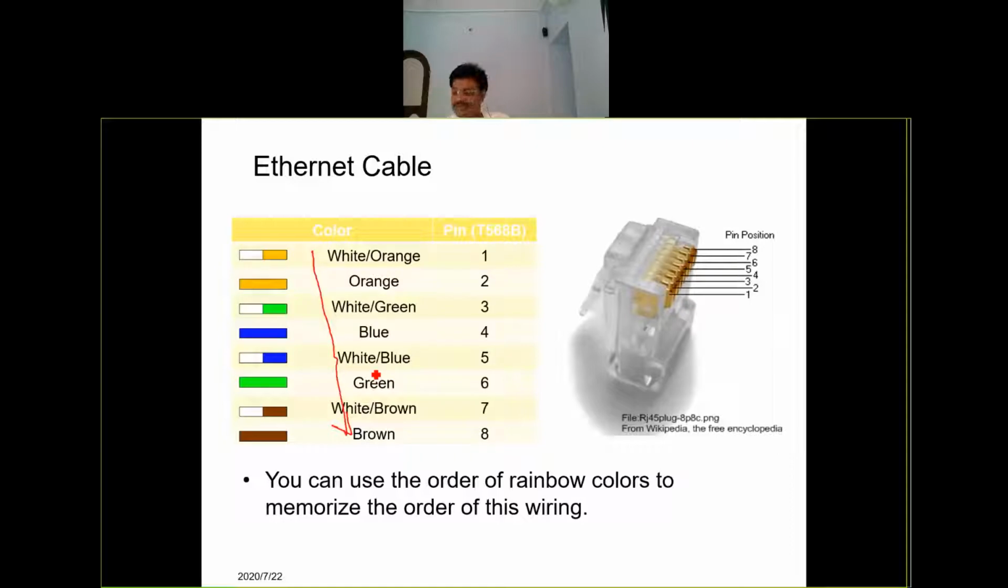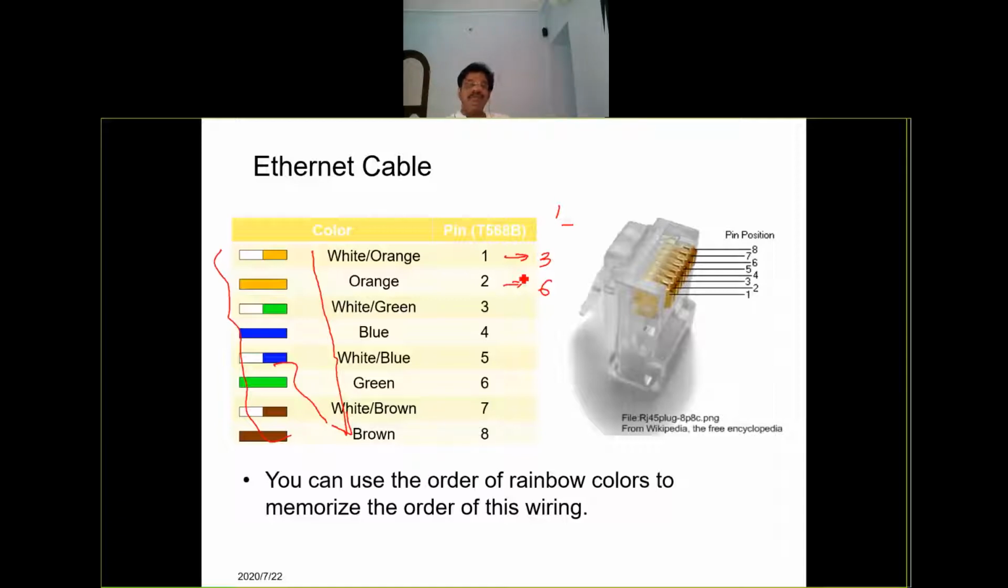And whenever at one end we have these particular sequences of color codes, and if 1 is connected to 3 and 2 is connected to 6 at the other end, and likewise 1 is to 3 and 2 is to 6 for the first end, then this particular type of cable is known as a crossover type of connectivity.